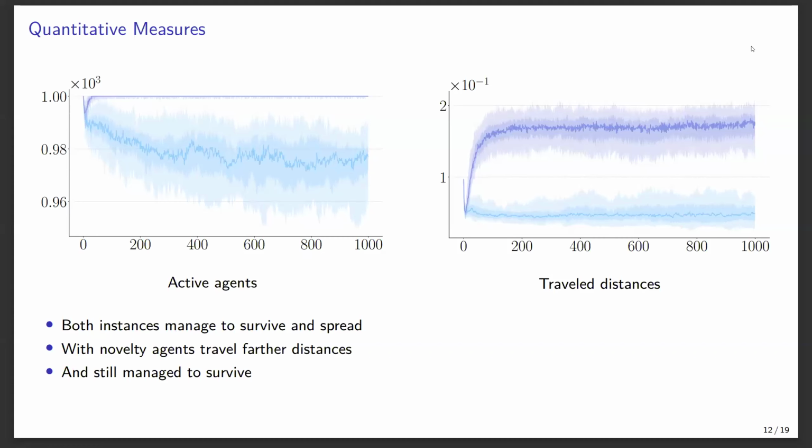in both instances, agents managed to evolve strategies that enable them to survive. This is the number of active agents, and we see that both instances managed to survive. There are no mass extinctions, so that's a good thing. We also see from the previous slide and this slide that the agents using novelty travel very much and cover a lot of ground, and we have to ask the question, can they manage to survive? Yes, they did. They created strategies that managed to survive.